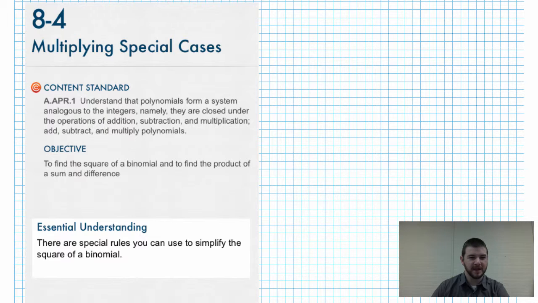An essential thing to understand: there are special rules you can use to simplify the square of a binomial. So much like in many other fields of math, there are simple shortcuts, or tricks you might call them, that you can use to make problems like this more simple.